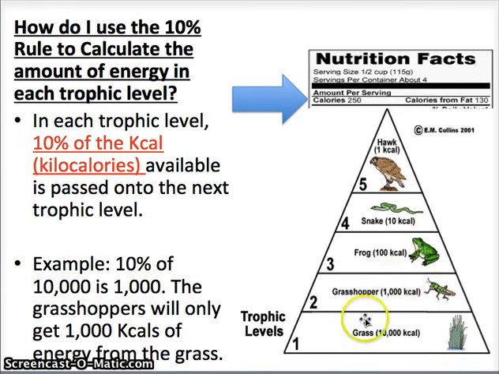So that's how you can use the 10% energy rule to calculate how much energy is available in each trophic level. And there will be questions where I will ask you, okay, how much energy gets passed on to trophic level number 2? So just know how to calculate that, okay?